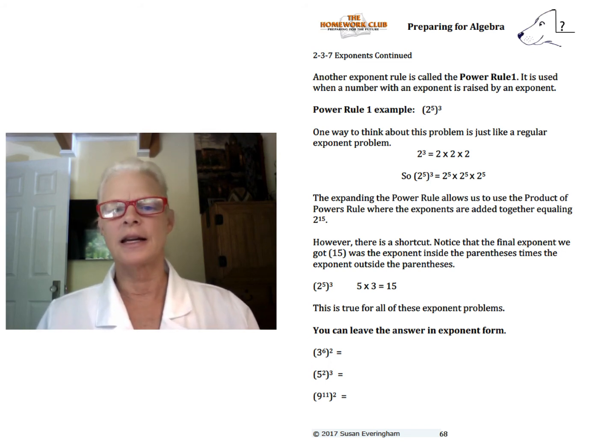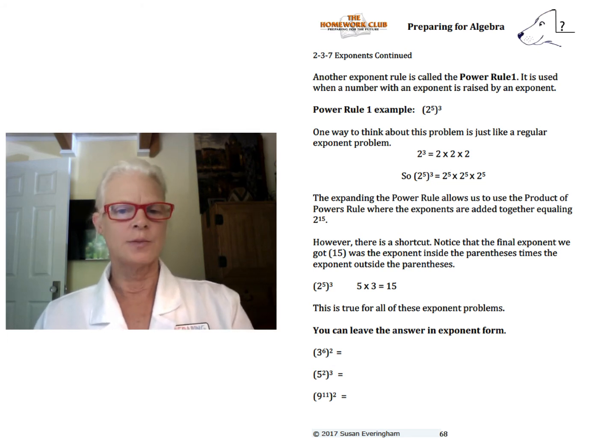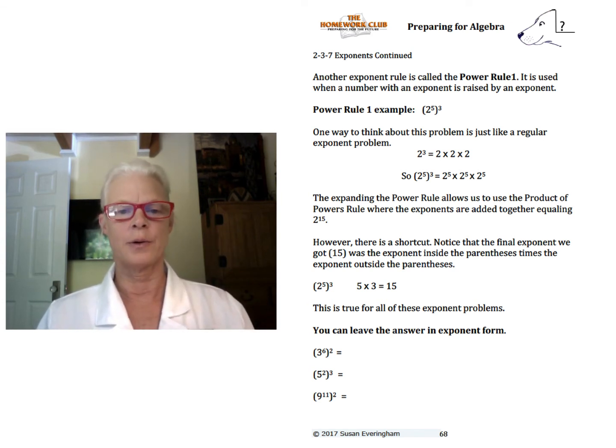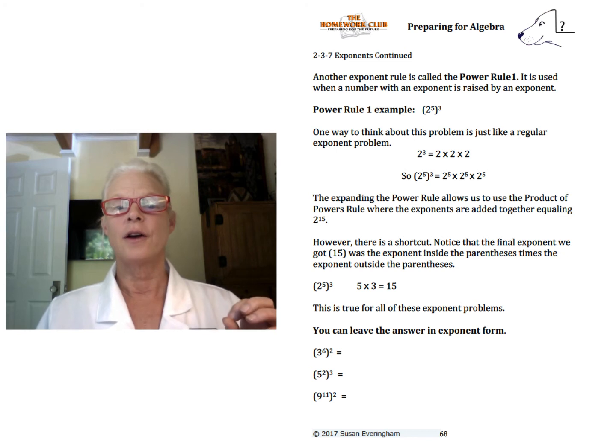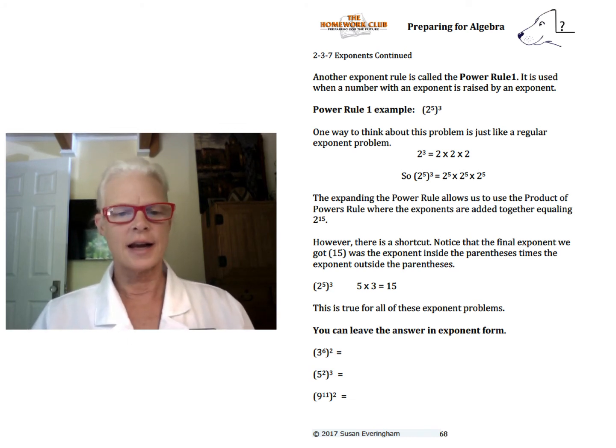The expanding of the power rule allows you to use the product of powers rule where the exponents are added together. So again, this is multiplication, so we're adding exponents, that exact thing we just went through. So we now have 2 to the 15th. We've got 5 plus 5 plus 5, or 5 times 3. Go ahead and leave your answers here in the exponent form of the power rule number 1.